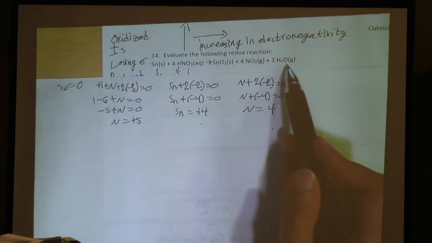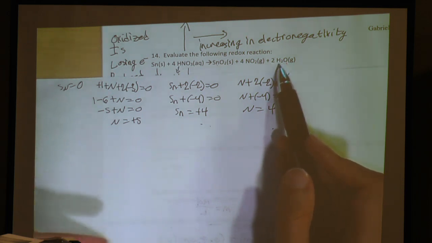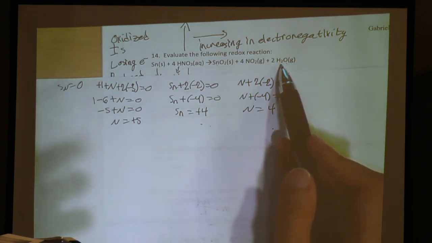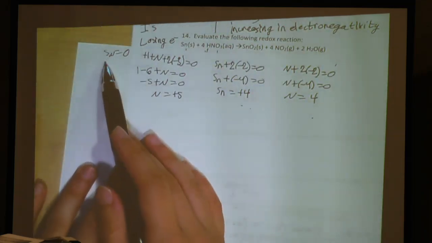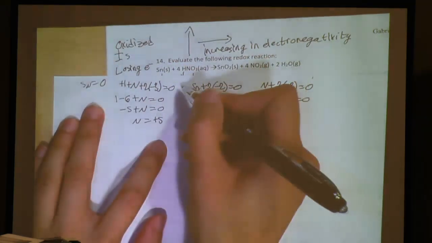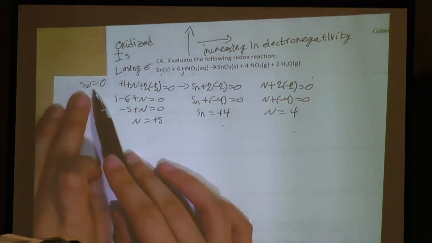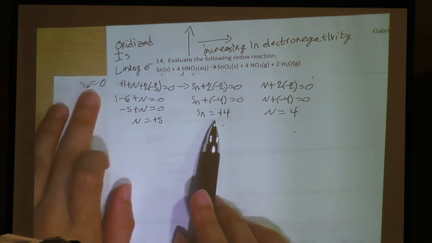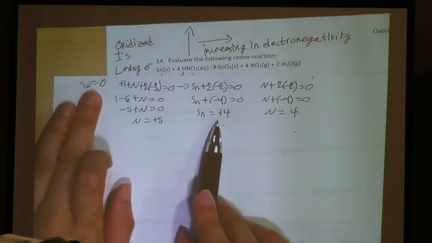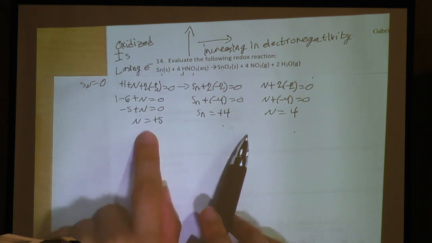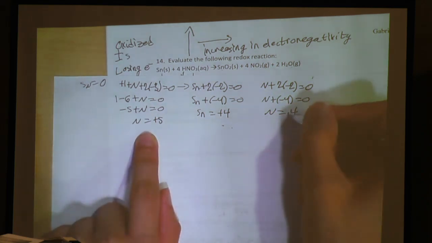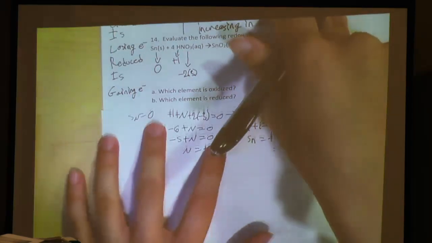And then for water, we don't really have to calculate it because, again, oxygen is going to have its regular oxidation state of -2, and hydrogen is just going to be +1. So we see that Sn on the left side of the equation, I'll put an arrow, is different than Sn on the right side. We went from an oxidation state of 0 to +4. And then nitrogen on the left side went from +5 to, on the right side, +4. So now we could compare them and see what is oxidized and what's reduced.